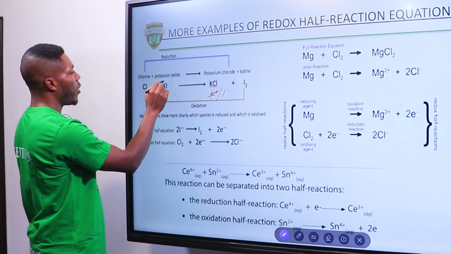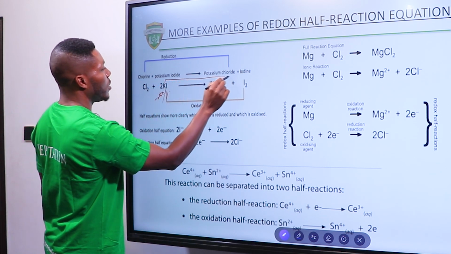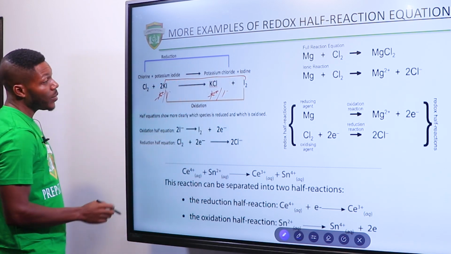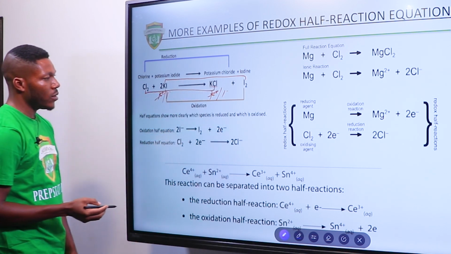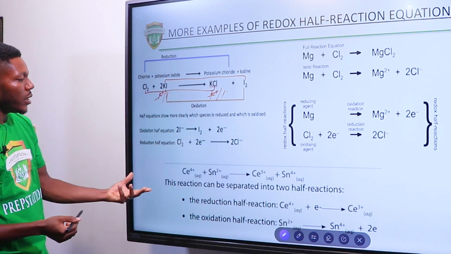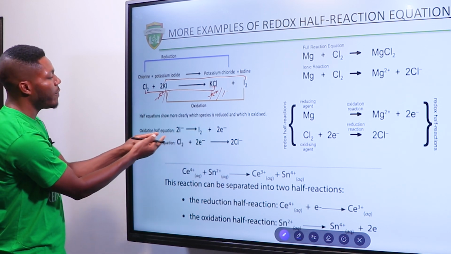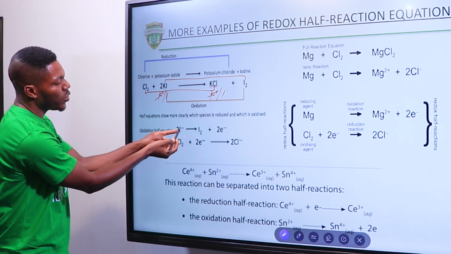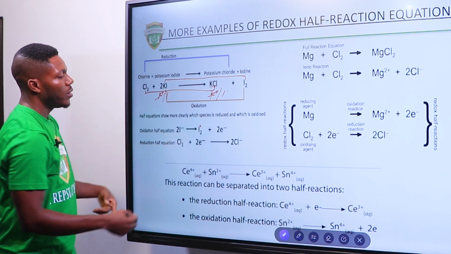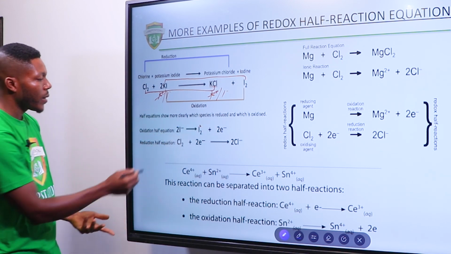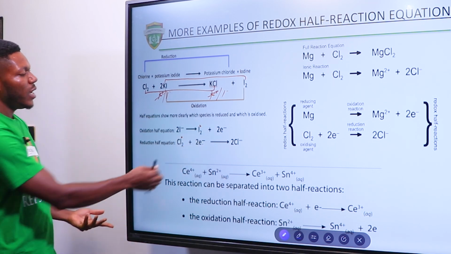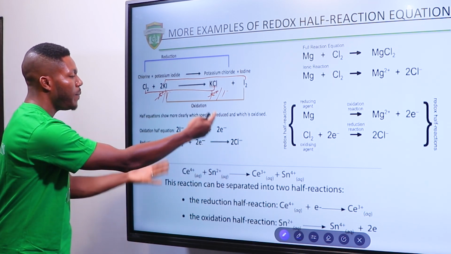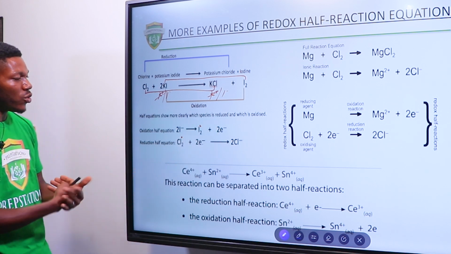Okay? First, from this point, as you can see, to this point, there's a process that takes place, and here to here, process has taken place, all right? And you balance it accordingly. So this is my oxidation half equation. Why? Because from minus 1 to 0 is loss of electron. Then from 0 here to minus 1 is what? Gain of electron. And you balance it based on the number of electrons that they have.